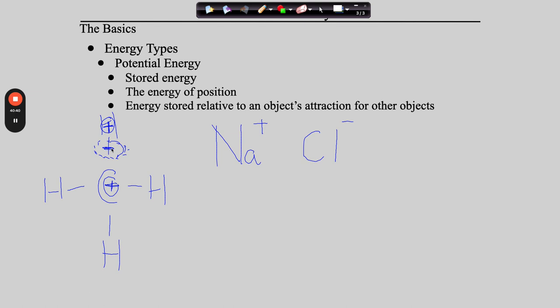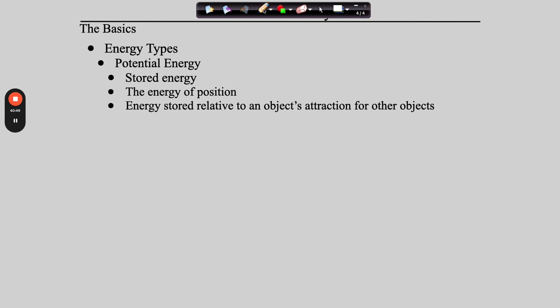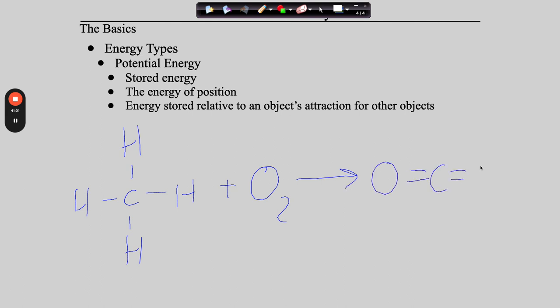So how do we extract, and then we'll get to the nuclei, how do we extract energy from these bonds? I'm going to redraw this. So how do we extract energy from these bonds? And the answer is, you form new, better bonds.